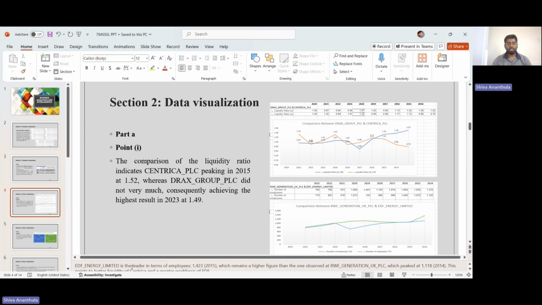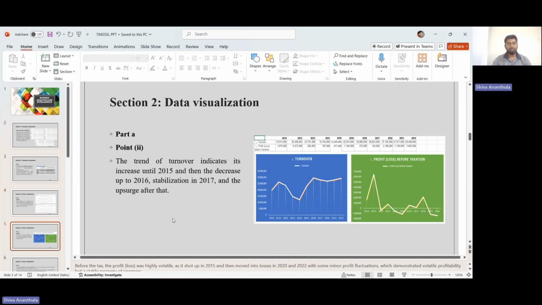EDF Energy is the leader in terms of employees, 1,423 in 2015, which remains a higher figure than the one observed at RWE Generation, which peaked at 1,118 in 2014. This points to better liquidity at Centrica and a greater workforce at EDF.